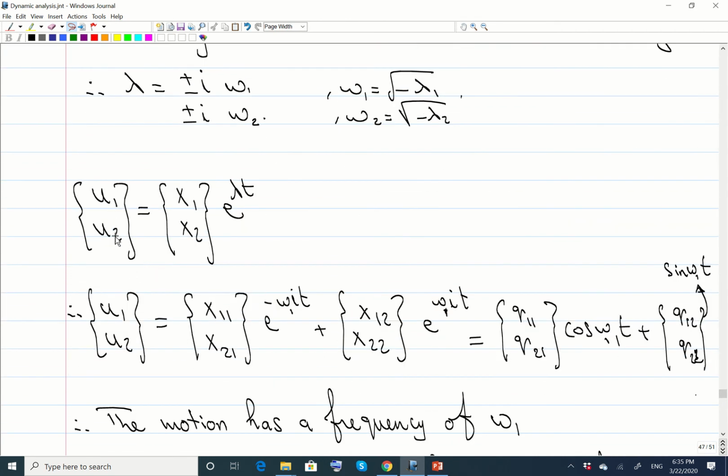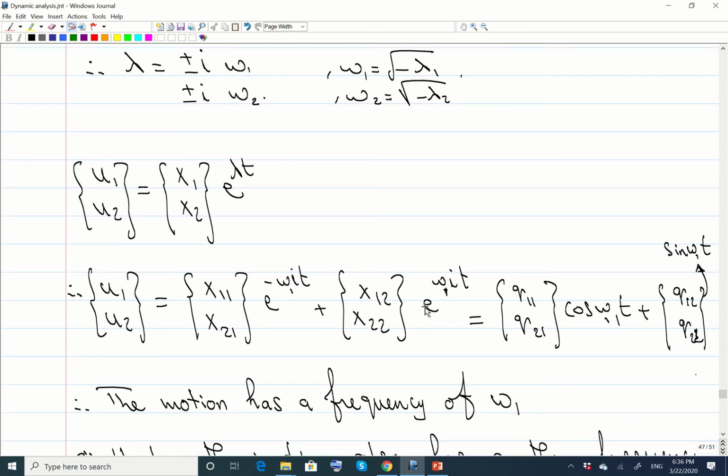Now the solution u1, u2 will be some parameter x1, x2 multiplied by e power lambda t. But we realized that there are two lambdas, right? So the solution might be a linear combination of the two lambdas, e power lambda 1 t and e power lambda 2 t. So u1, u2 would be two constants x1,1, x2,1 multiplied by e power negative i omega 1 t, okay? You have i here because omega is going to be an imaginary number, plus two other constants x1,2, x2,2 multiplied by e power i omega 2 t.